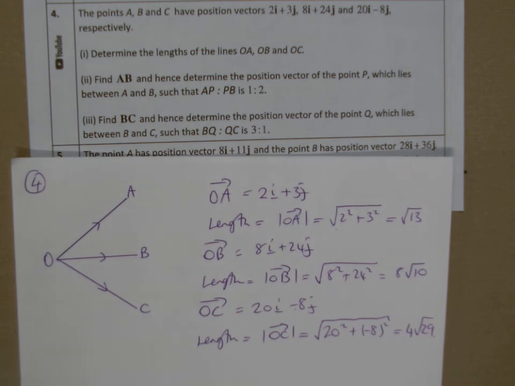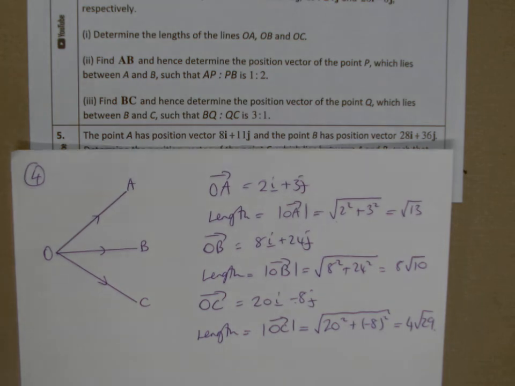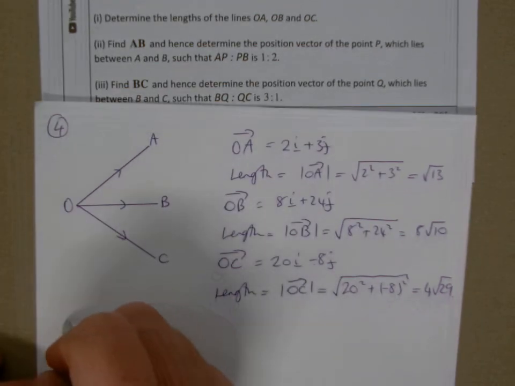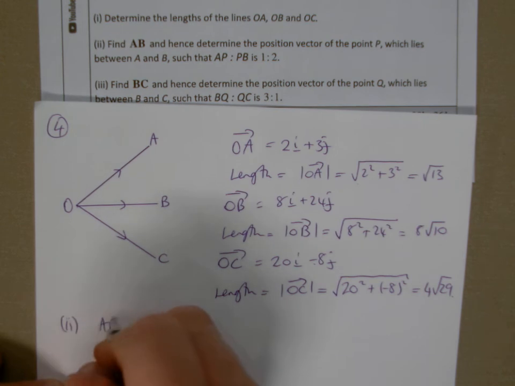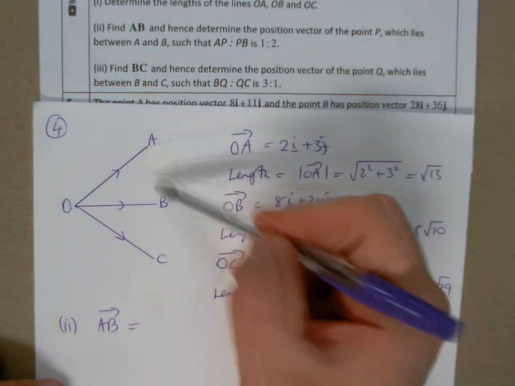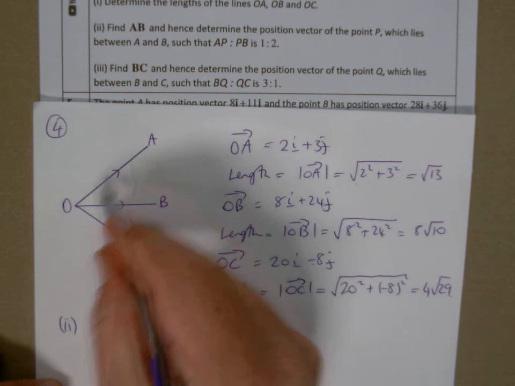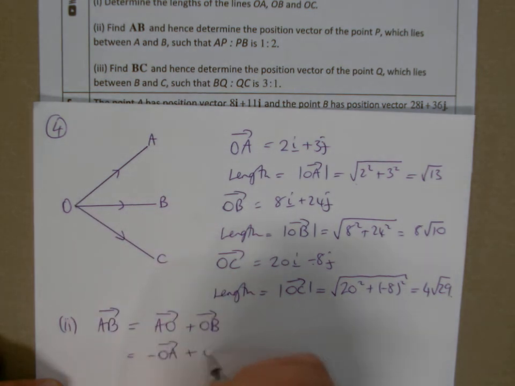So part 2 says find AB and hence determine the position vector of the point P, which lies between A and B, such that AP to PB is in the ratio 1 to 2. So if you think about the vector AB, this is what it's asking us to find to start with. To go from A to B, you've got to go A to O plus O to B. And A to O is just the opposite of O to A, so minus OA, and then plus OB.